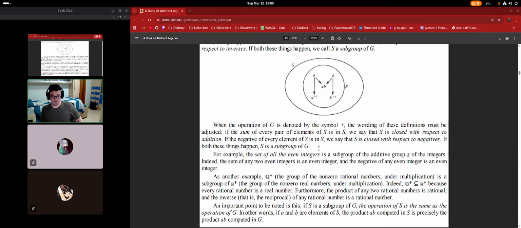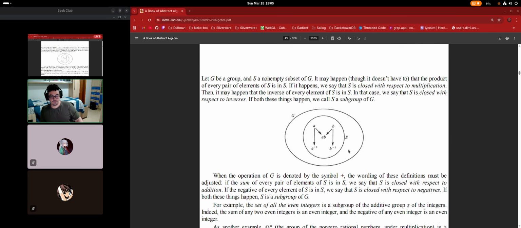When the operation of G is denoted by the symbol plus, the wording of these definitions must be adjusted. If the sum of every pair of elements of S is in S, we say that S is closed with respect to addition. If the negative of every element of S is in S, then we say it's closed with respect to negatives. And if both of these things happen, then S is a subgroup of G.